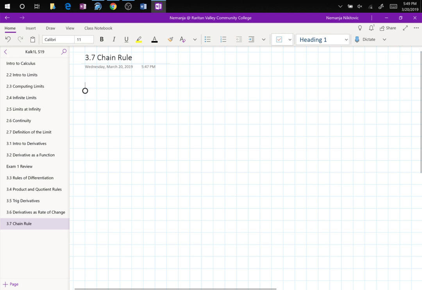Tonight on the menu, the spicy chain rule. As I mentioned before, this is going to be your life in calculus. Pretty much every derivative starting tonight is going to be chain rule. Chain rule is a way to take the derivative of function composition.